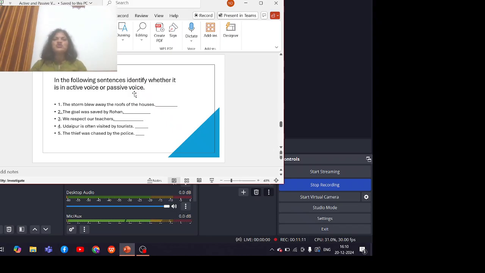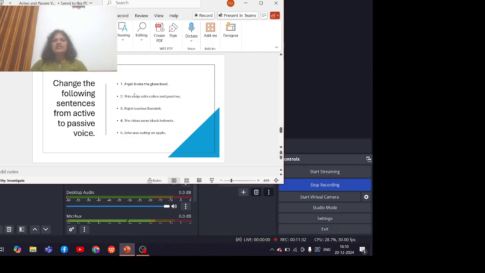The thief was chased by the police. So who is chasing the thief? Police. So it is mentioned in the end. That's why it is in passive voice. If the doer of the action is mentioned afterwards, in the end, if the doer of the action becomes the object, then it is in passive voice.